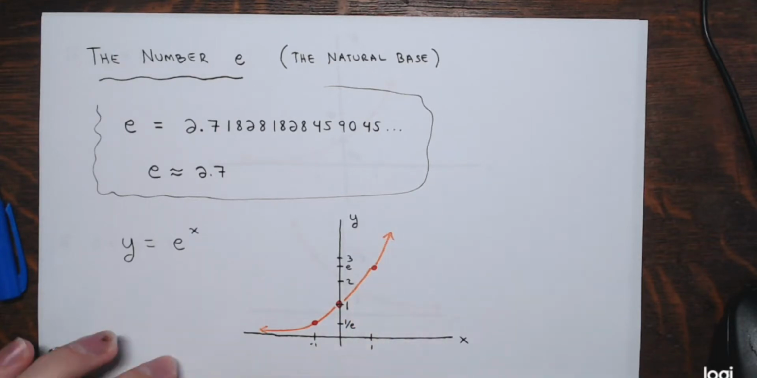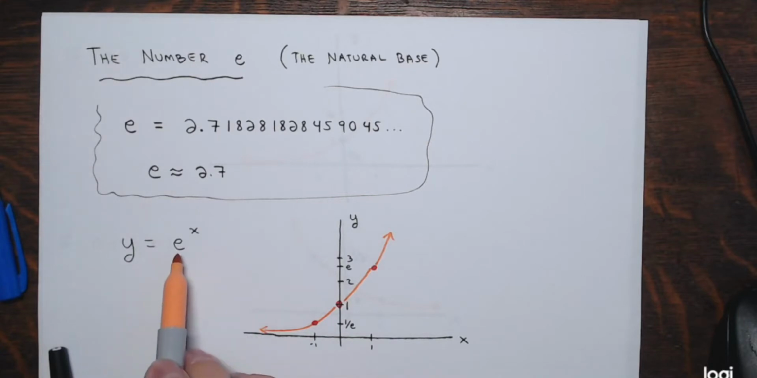Now, once again, this is just for the basic y equals e to the x. If any of this changes at all, it might change the way the graph looks. But for the basic y equals e to the x, we have an increasing exponential function.